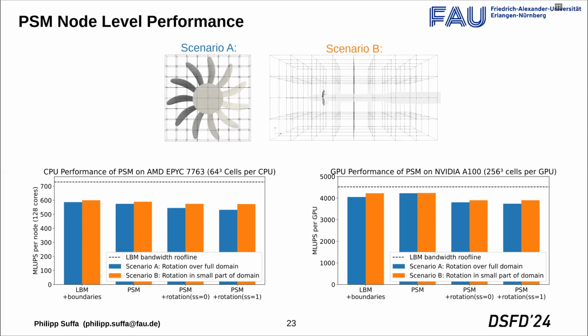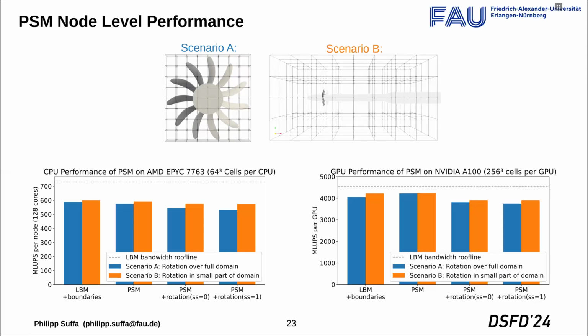Then next we look at the GPU performance, and we see more or less the same results. PSM and LBM are both more or less the same speed. We plot here the mega lattice updates per second. That means how many LBM cells you can update per second, more or less. And we see that we are again very close to the roofline of, in this case, an NVIDIA A100 GPU.